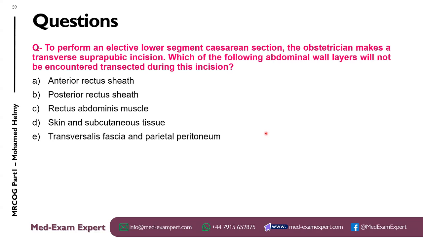How do you get access to the uterus without opening the parietal peritoneum? Okay. So of course, in this suprapubic incision, there is no posterior rectus sheath, so the answer will be option B.